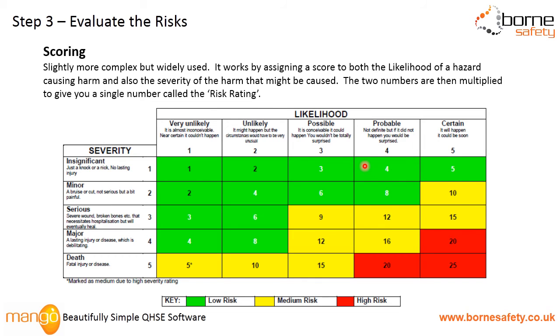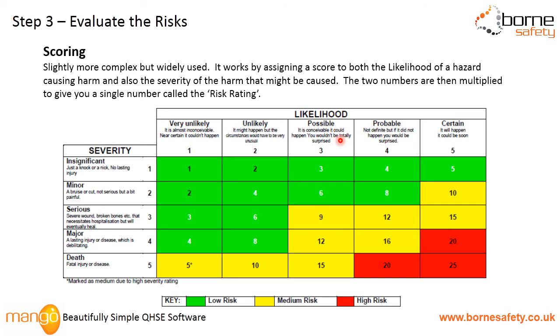What you then do is multiply the two numbers that you've got together. 4 and 4 is 16, or on a table like this you can just join them up and we can see we've got a 16. So this is quite a high risk. We've got on the upper end of the medium scale on this particular table, so we're probably going to want to do something about that.